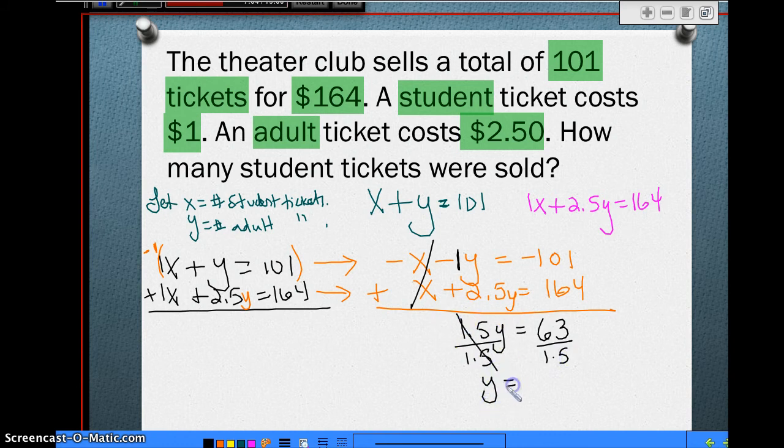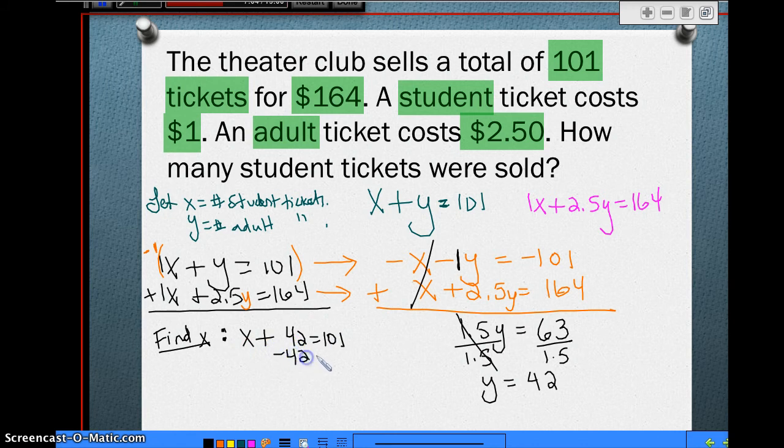And we're going to end up with y is equal to 42. So therefore, going back to our let statement, which you will have to have because this is a word problem, the number of adult tickets they sold were 42 adult tickets. Now, in order to find the number of student tickets, which is x, we're going to go ahead and substitute the 42 back into one of these equations. I'm going to use the first one because it's avoiding my decimal. I'm going to use the x plus my y, which is 42, is equal to 101.